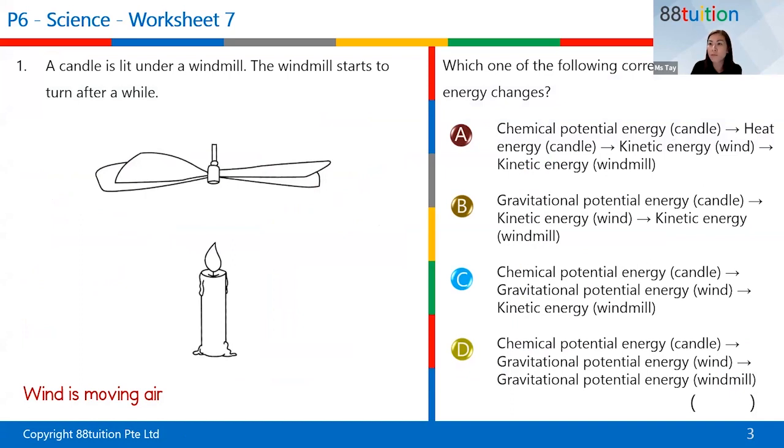I'm going to start with the first few questions, which should be quite easy. Over here, a candle is lit under a windmill. The windmill will start to turn after a while. Which of the following correctly shows the energy changes? We know that the candle, we talked about candle before, possesses a certain form of energy. What is the energy that the candle has?